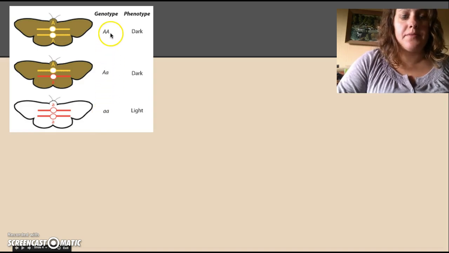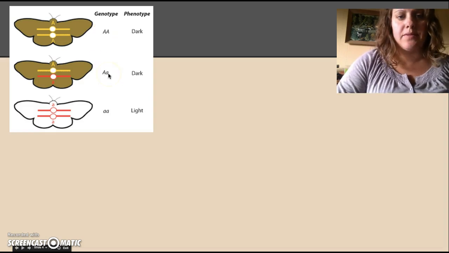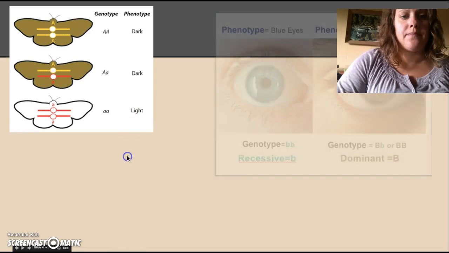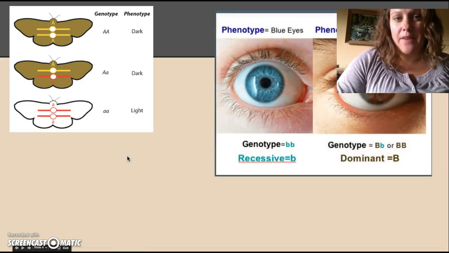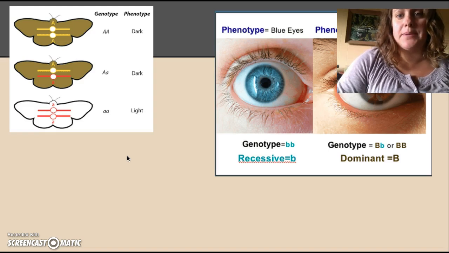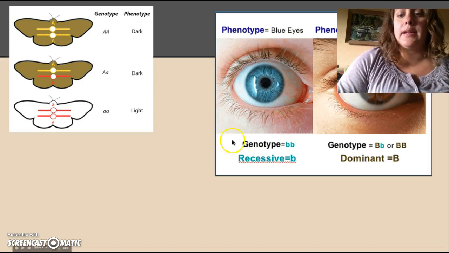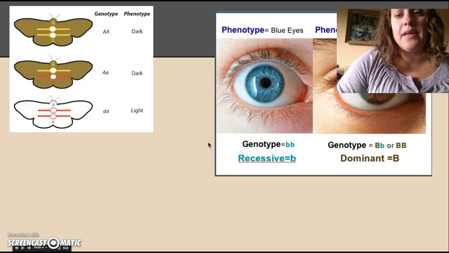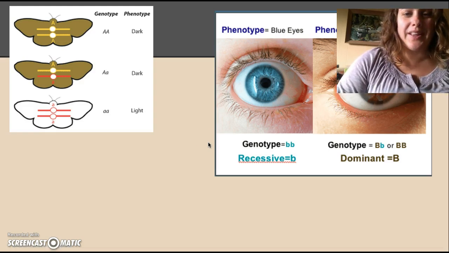We have the genotype of this moth indicated either by the capital letters showing a dominant allele or the lowercase letters showing a recessive allele. And so we can see here that there are three different genotypes for this moth, but two phenotypes, dark or light. Another example that you see often in those intro to biology type textbooks is the genotype for blue eyes versus brown eyes. And again, you have those three genotypes, but the two phenotypes, the blue eyes or the brown eyes.